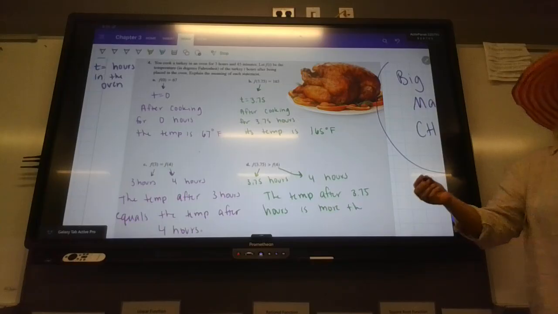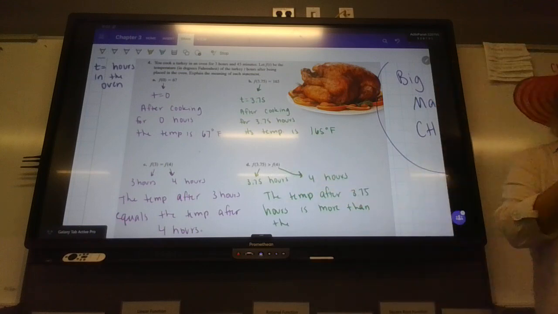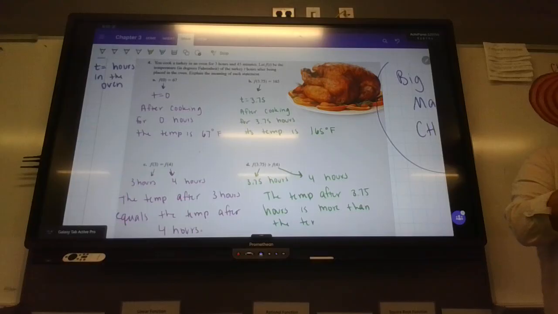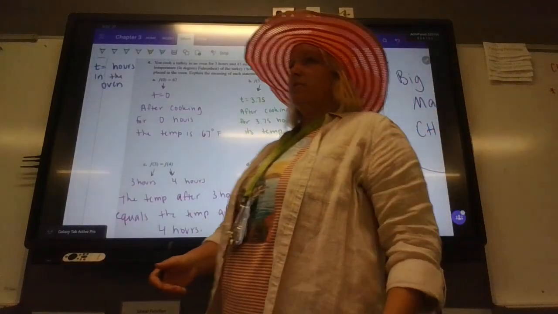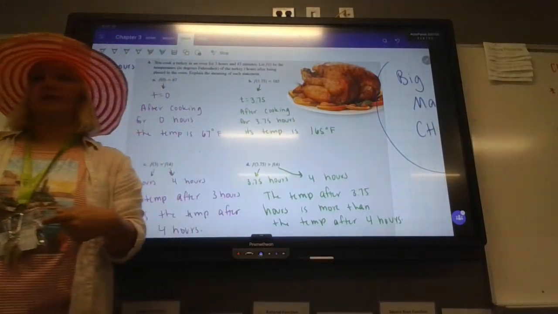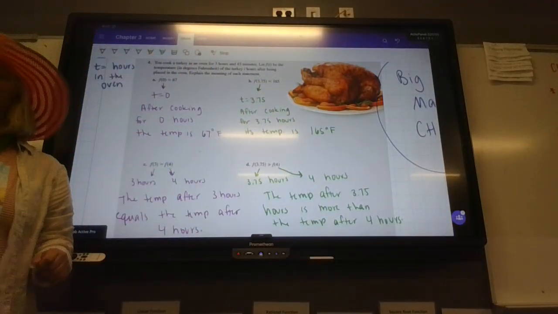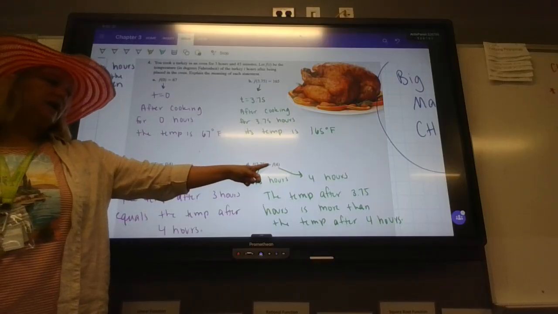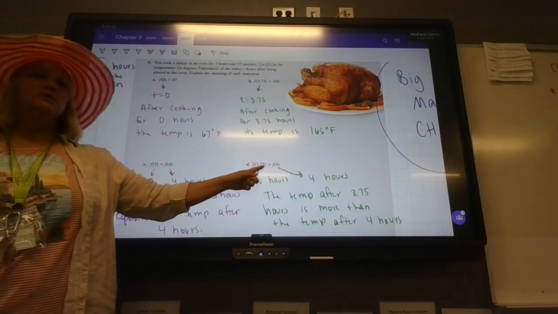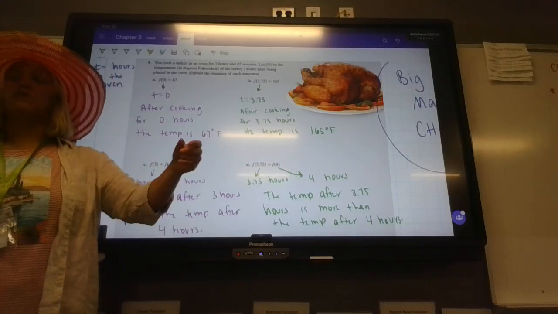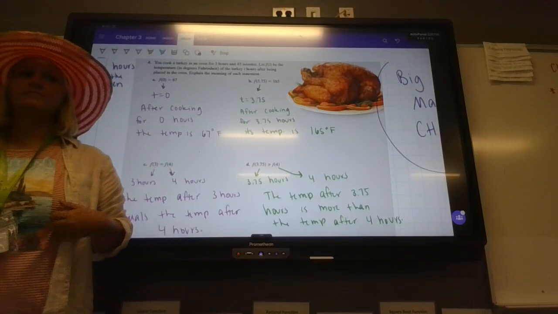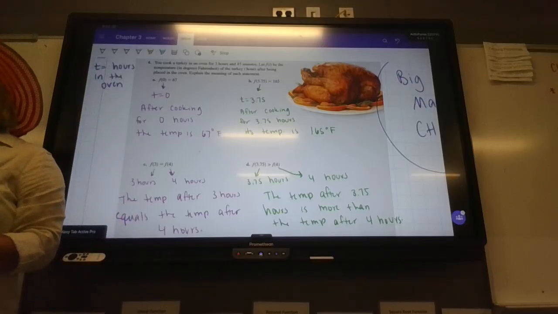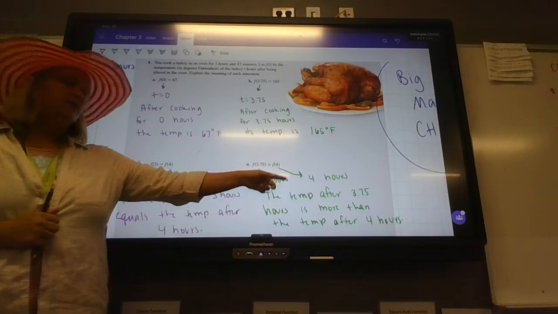But what happened between 3 hours and 45 minutes and 4 hours? The turkey came out of the oven and it cooled off, or the oven was turned off. Okay? So my temperature after 3 hours and 45 minutes is higher than my temperature after 4 hours. So something changed. Either the oven turned off or we pulled the turkey out. Okay? Because this temperature is higher than this temperature.